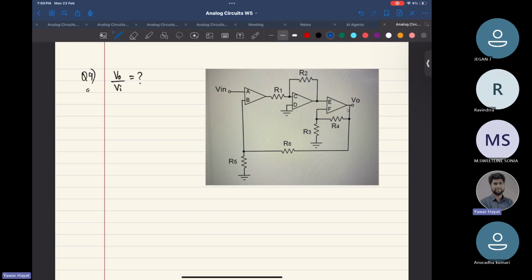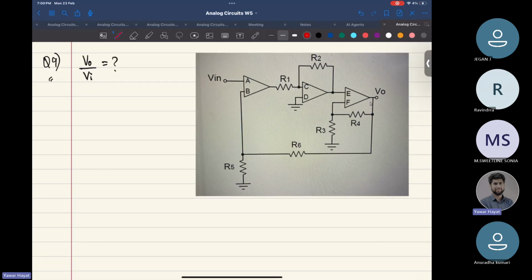If I apply KCL, okay, this is V input, right? My virtual short. This would be V input. So V output minus V input divided by this would be the current flowing, right? And this would go directly to this. That would be V in by R5, right? Since this is V input, so this would also be V input, right?